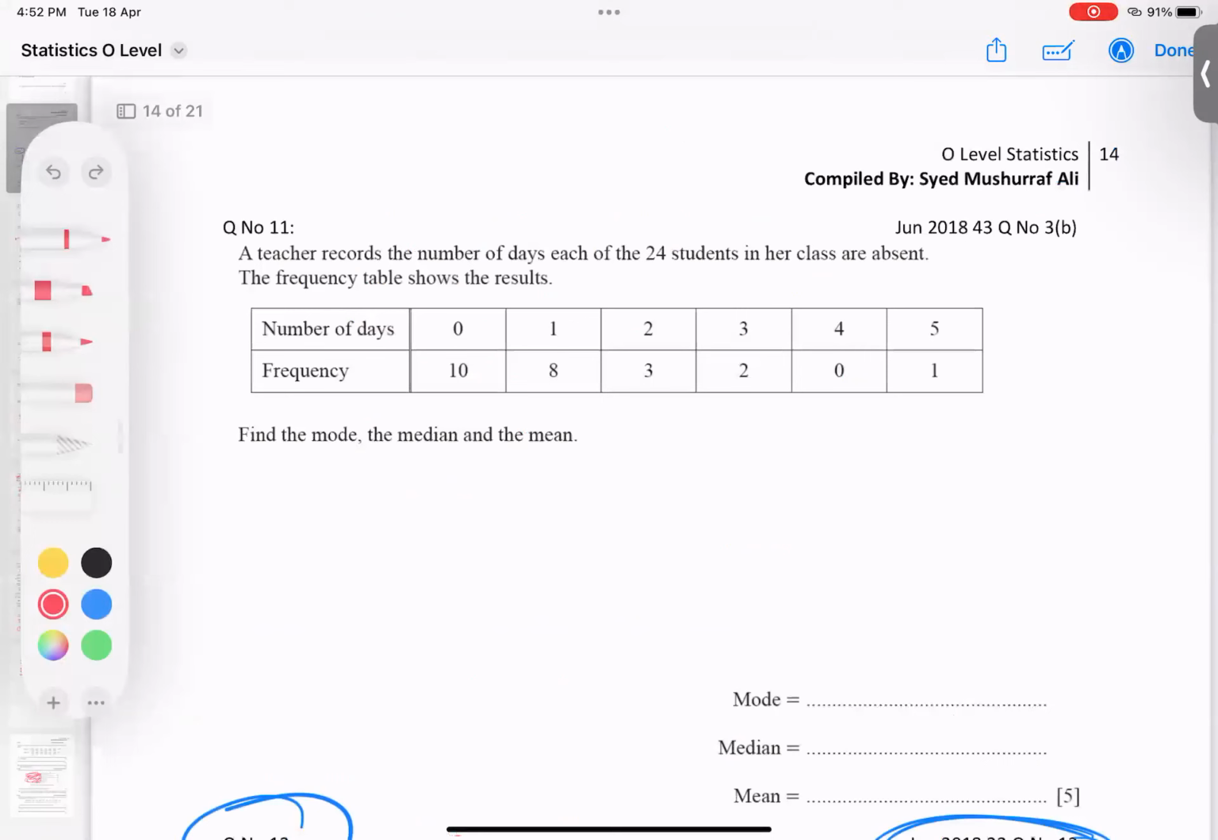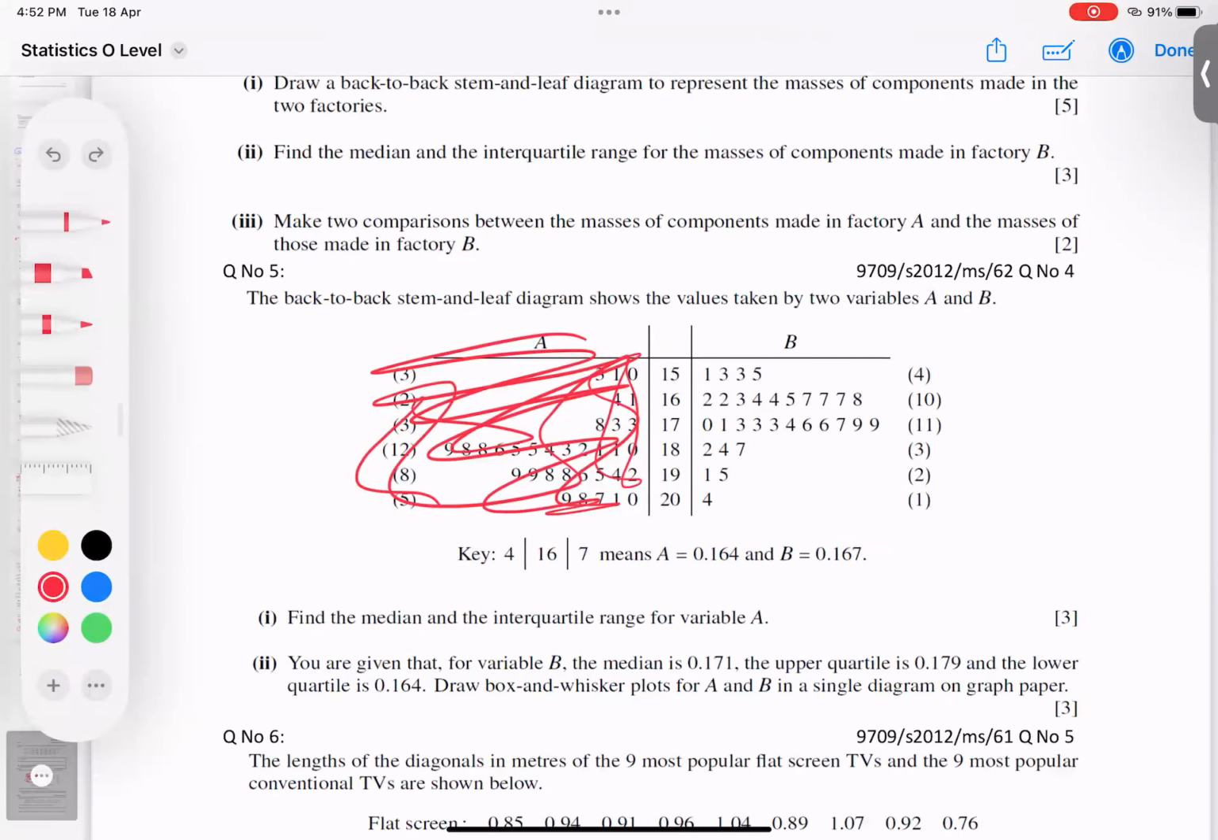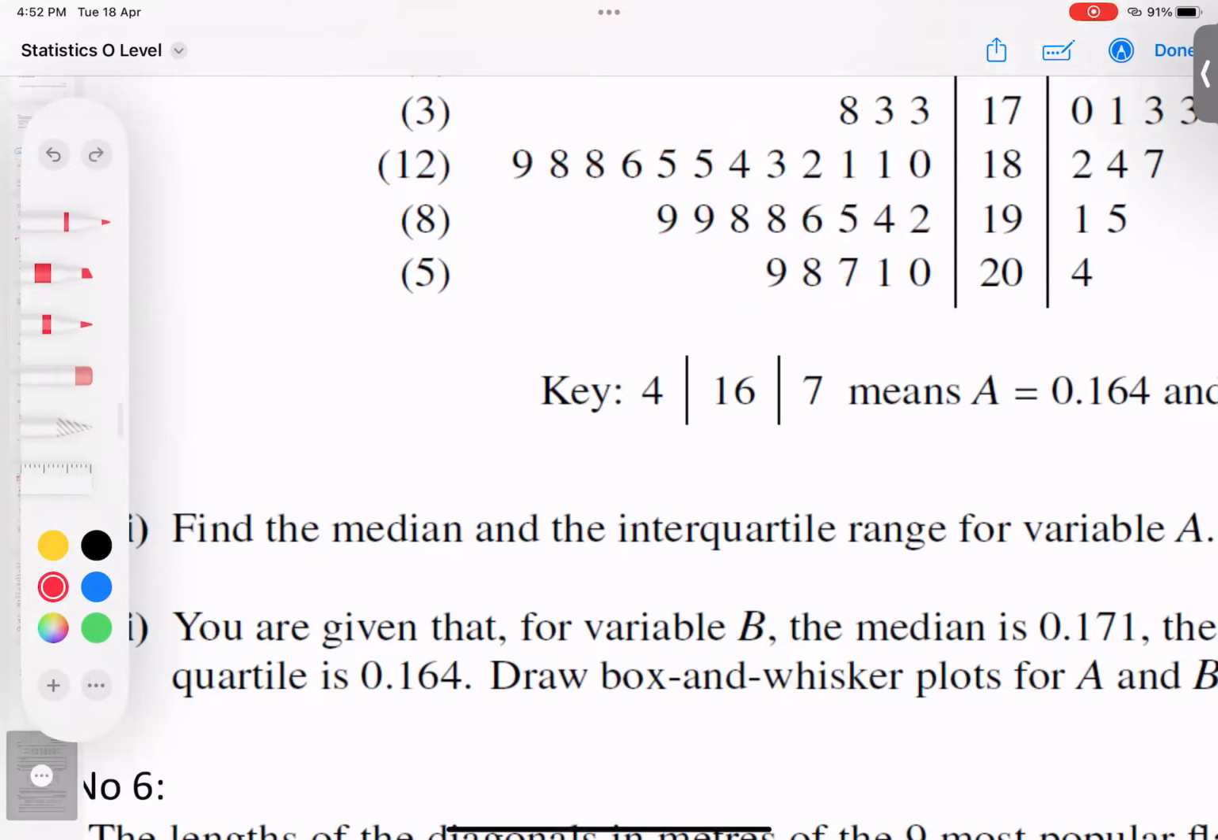And for every question, I tell you one thing that is very important. What is that? The key. You can see the key. The key is a compulsory part of the question. So what is the key? You can say, sir, look at the starting key.